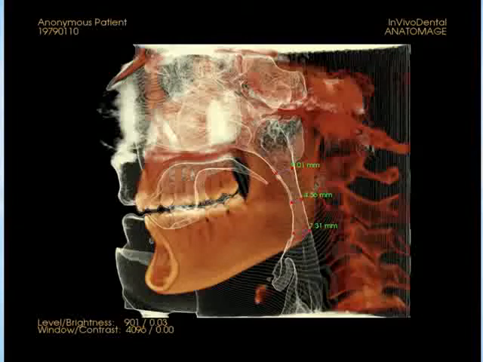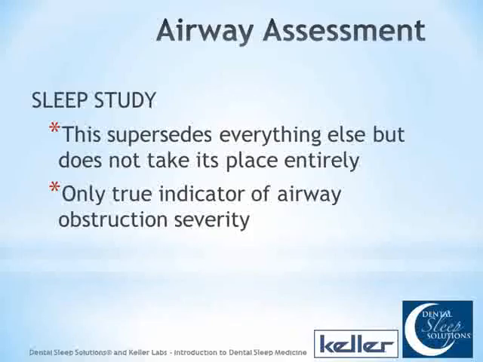Airway assessment, again, I think I already hit on this a moment ago. Sleep study, sleep study, sleep study. That's the only way we know if you have apnea or upper airway resistance or other sleep disordered breathing, and it's the only way we know if our treatments are working from an objective standpoint. You have to follow up with sleep testing, and you have to have a test prior to treatment.